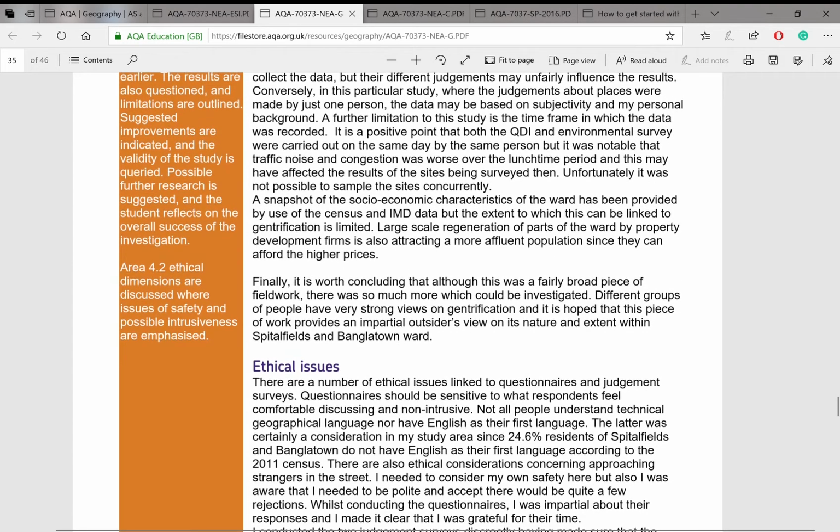And then just back up here, they talk about, as I said for the earlier NEA, you don't need to just talk about the negatives and how this was bad and not accurate, etc. You can focus on the positives. So they talk about the IMD and the census data as providing a good snapshot of the socioeconomic characteristics of the area.